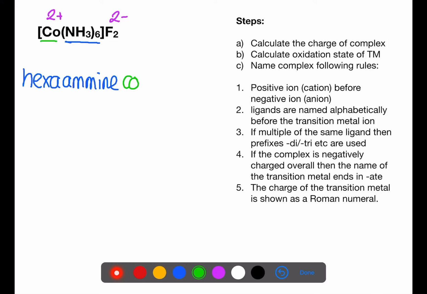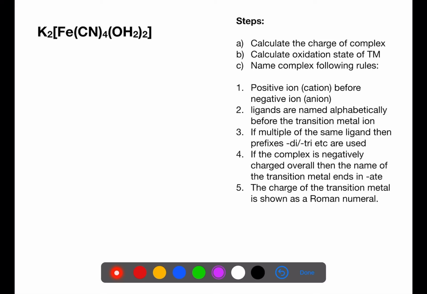We then have cobalt, and we can keep it as cobalt because the square bracket part is positively charged. We then have the charge of the cobalt, which is 2, followed by the counter ion, which is fluoride and is negative. So overall, we have hexaaminecobalt(II) fluoride.